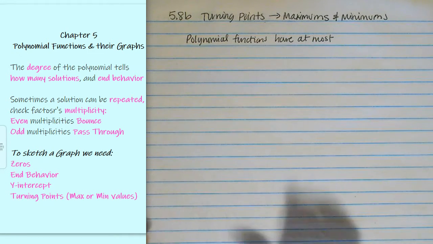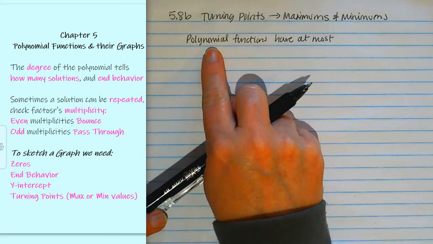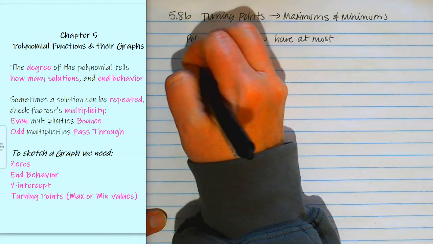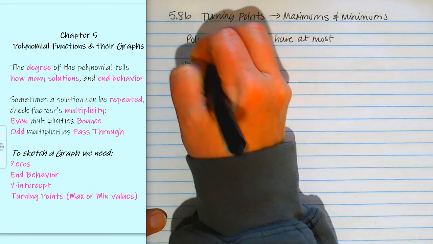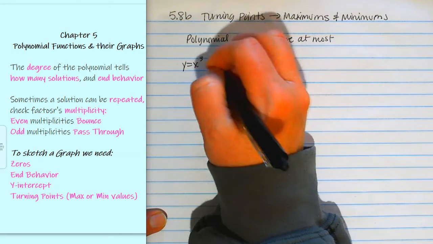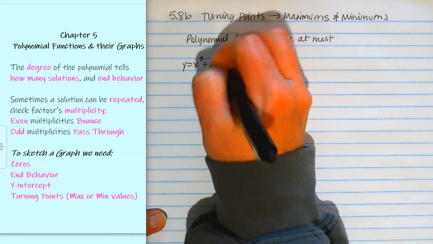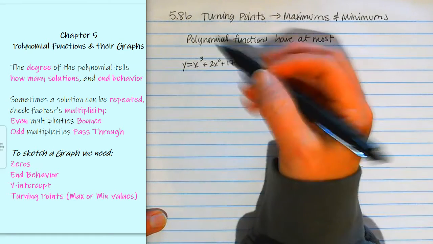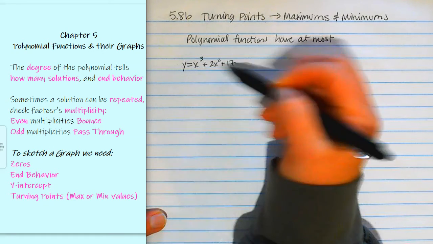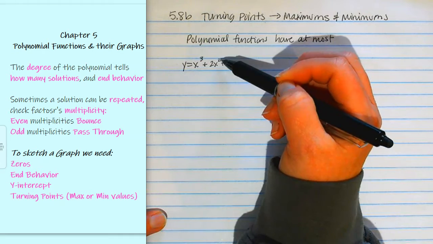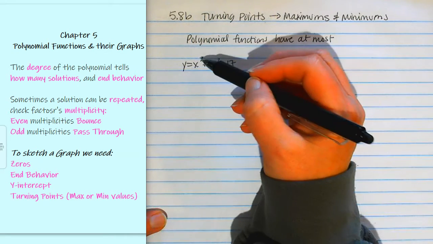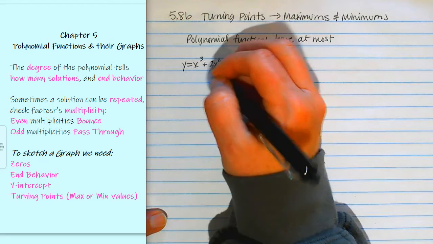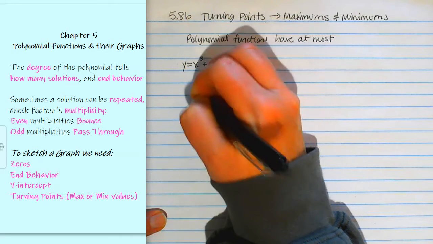Let's think about, and I've started this sentence, polynomial functions have at most, and let's see. If we said y equals x cubed plus 2x squared, I'm just making this equation up. We do know that this is a polynomial function. It has exponents that are positive integers. And we know the end behavior goes in opposite directions. And so this function looks something like this.